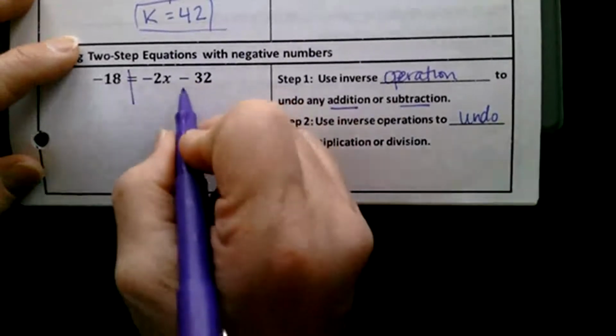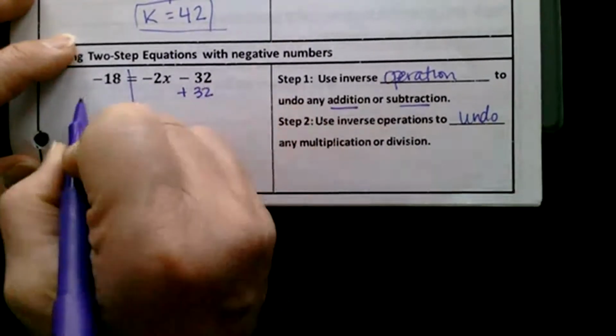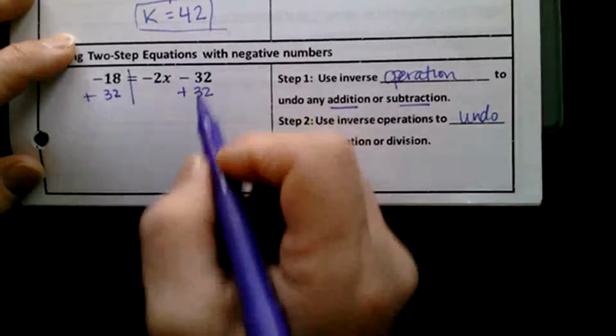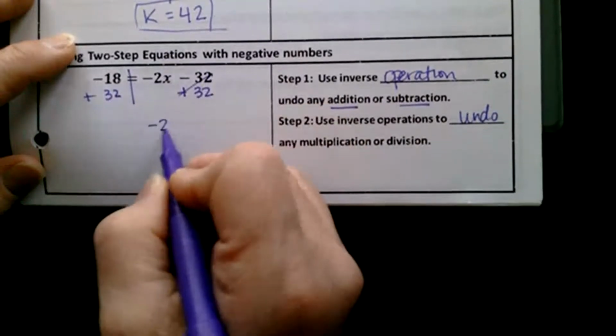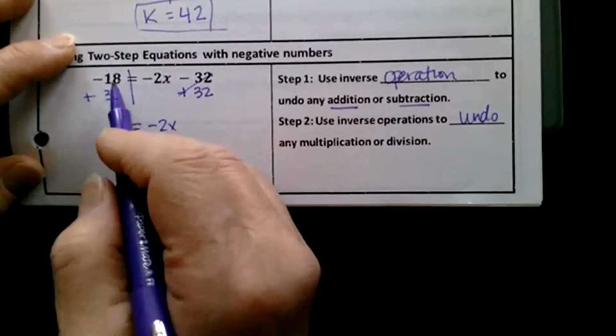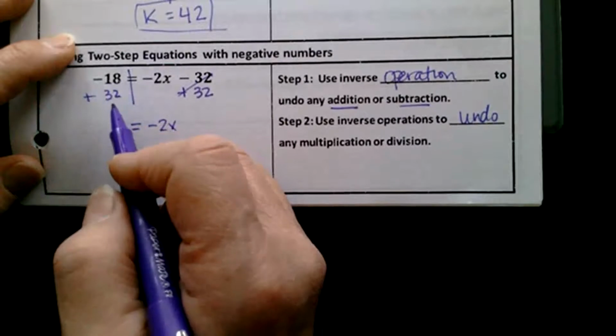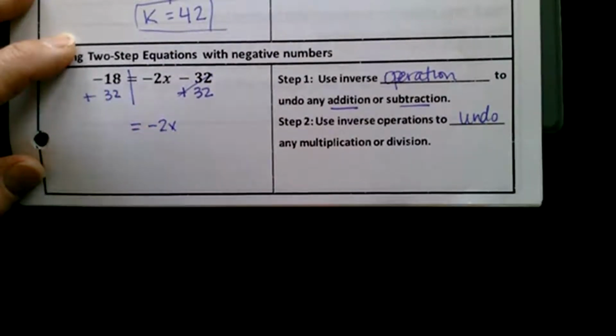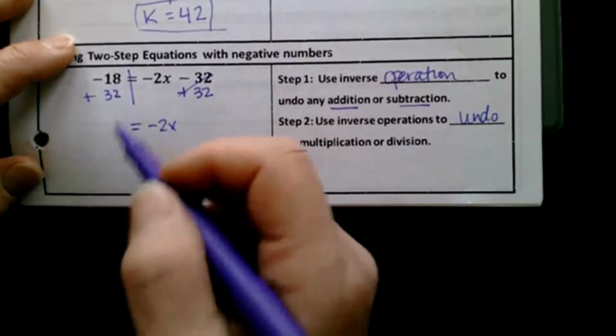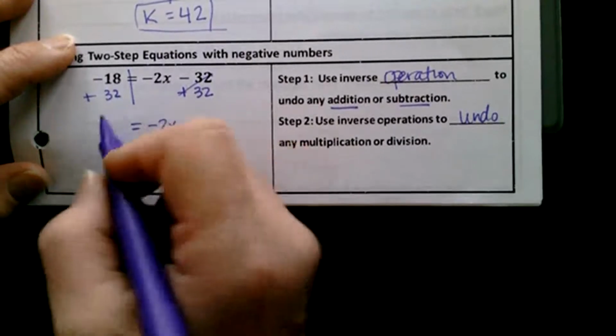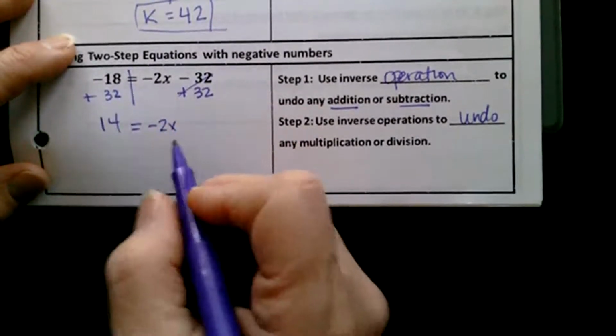I add 32. So I'm going to add 32 here, which means I have to add it here. Those are going to cancel. I get negative 2x equals negative 18 plus 32, which is 14. And again, you can use your calculator in this module. So you get 14 over here.